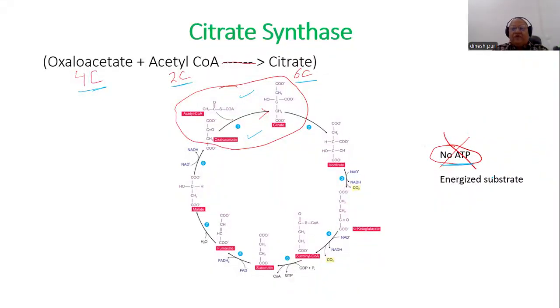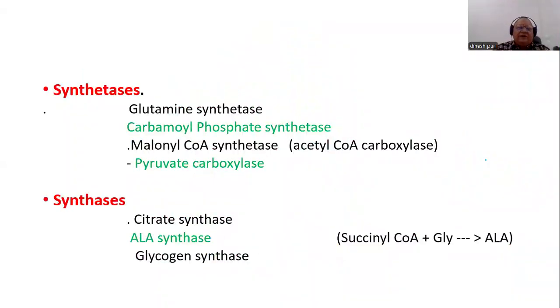So then from where does the energy come? I'll be talking about it at the end of the class or maybe separately. So some examples of synthetase: glutamine synthetase. It catalyzes formation of a C-N bond. Carbamyl phosphate synthetase. This is an important enzyme of the urea cycle and also in the pyrimidine synthesis.